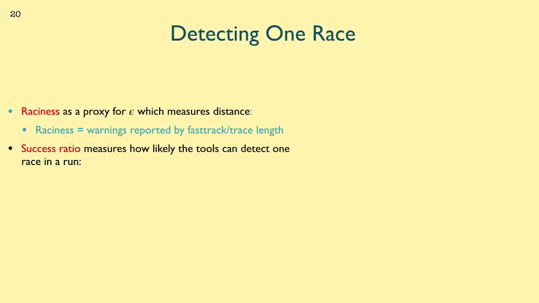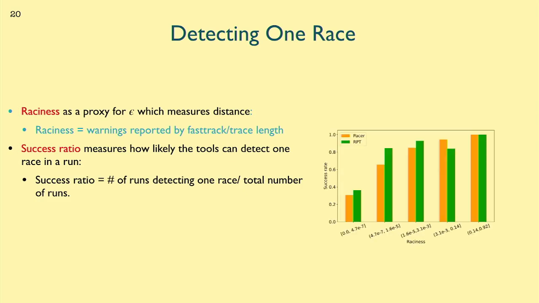This measures how likely the tool can detect one risk in a run, and it is defined to be the number of runs that RPT detects at least one risk over the total number of runs. We show that in general our tool behaves pretty good for all kinds of benchmarks that are bracketed by different riskiness values. In most cases, it behaves as good as Pacer as a property tester. It doesn't mean that we behave as good as Pacer as a risk detection tool.